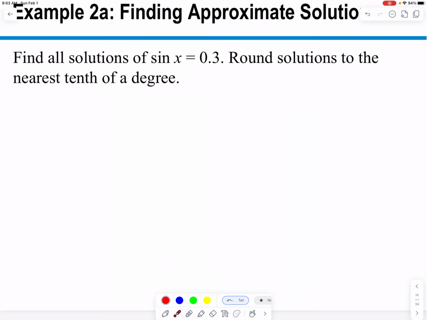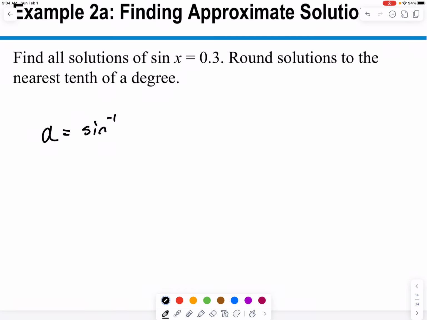Okay. So here we're asked to find all solutions. Sine of x equals 0.3, round solutions to the nearest tenth of a degree, right? So they said they want the result in degrees. We're going to have to use our calculator. Okay. So then our alpha would be what?